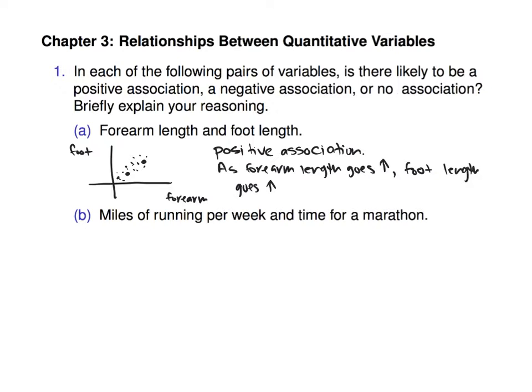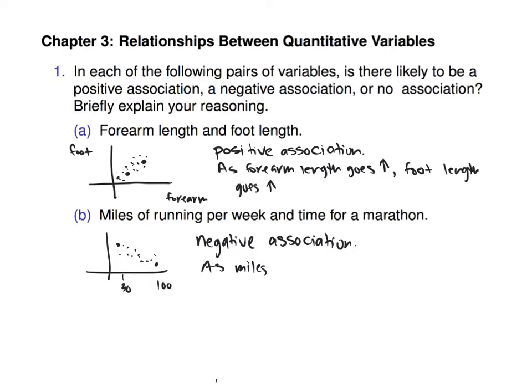As long as you don't overtrain and run too much and injure yourself, assuming those things, if you run more, what's going to happen to your marathon time? You've got those crazy people who run 100 miles per week and their times are down here. You've got me running 30 miles per week and my time's up there. So this is a negative association. As miles run goes up, marathon time goes down.